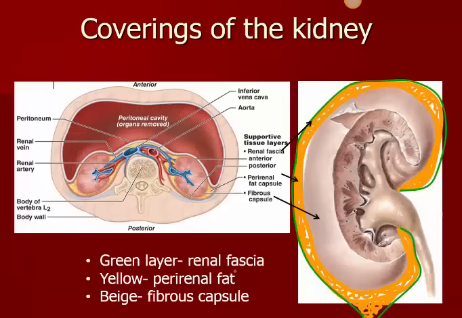So let's take a look at these three coverings in a section like this, a transverse section as well as a sagittal section. So here, this is the innermost covering, which is the fibrous capsule. Then this yellow layer up here is the perirenal fat, and then this outermost here is the renal fascia. And here you can see the same thing. So the innermost is the fibrous capsule, then you have the perirenal fat covering the kidney, and then the outermost part is the renal fascia. Okay?